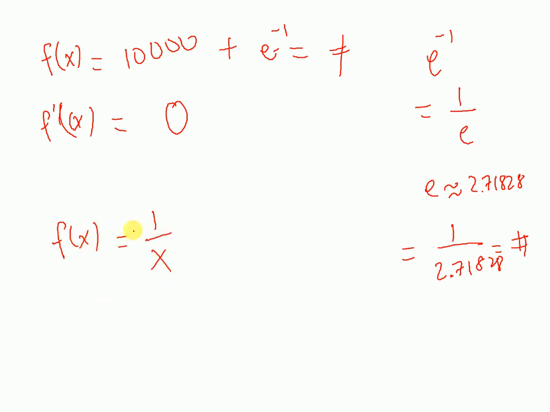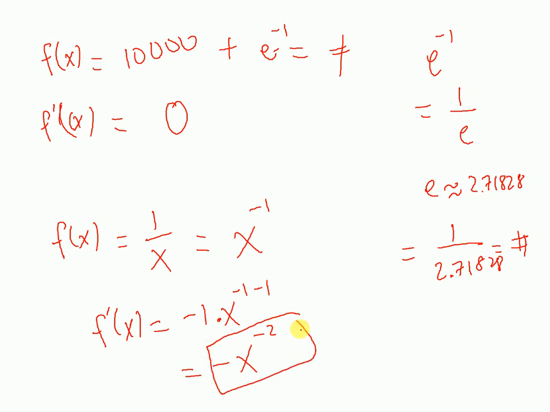Now another problem is 1 over x. If I give you this function, right? 1 over x, if you convert it back, you can rewrite it as x to the minus 1, a negative exponent. Now use the power rule, bring down the minus 1 and then subtract 1 from this. So minus 1, x to the minus 1 minus 1, minus 2. So this should be your answer. Pretty straightforward and easy.